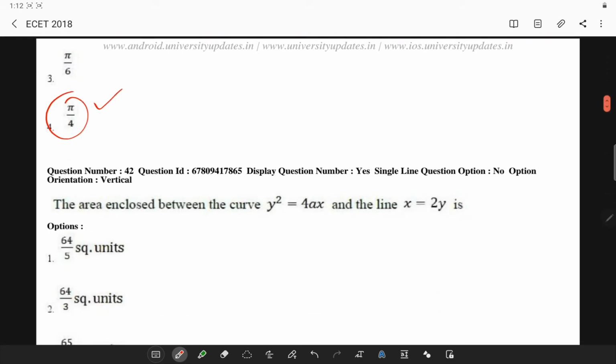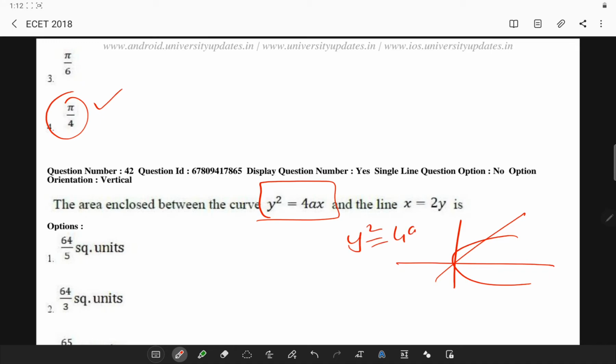So the next question is y square is equal to 4ax. When you have a parabola and a straight line, the area enclosed by y square is equal to 4ax and y is equal to mx plus c, the answer is 8a square by 3m cube.